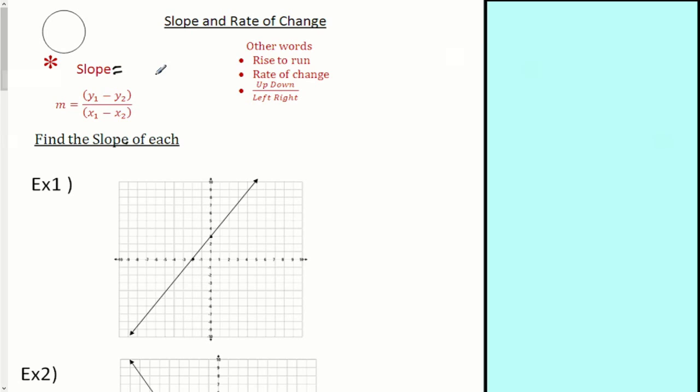Okay, so slope is the change in y over the change in x. Now the first mistake people make is they put the change in x over the change in y. I'm not going to get into why it's y over x right now, but it's how much the y is changing versus how much the x is changing. It's a ratio, basically a fraction.